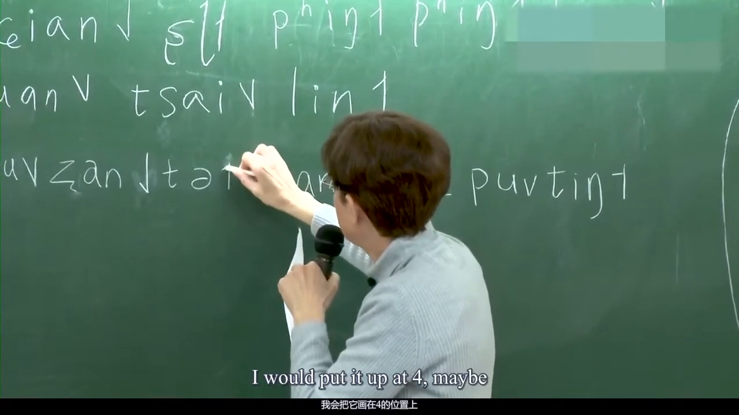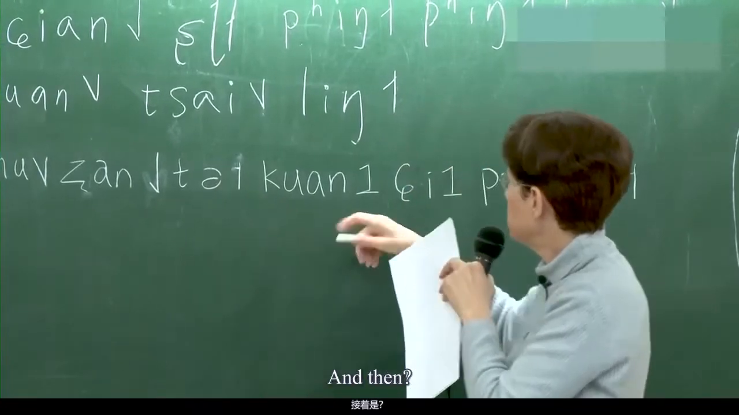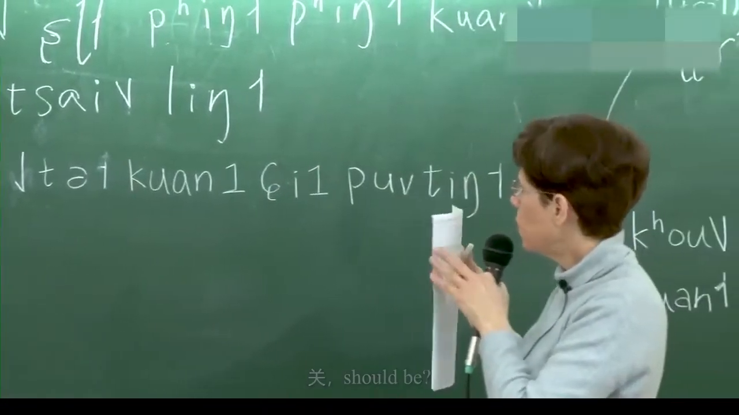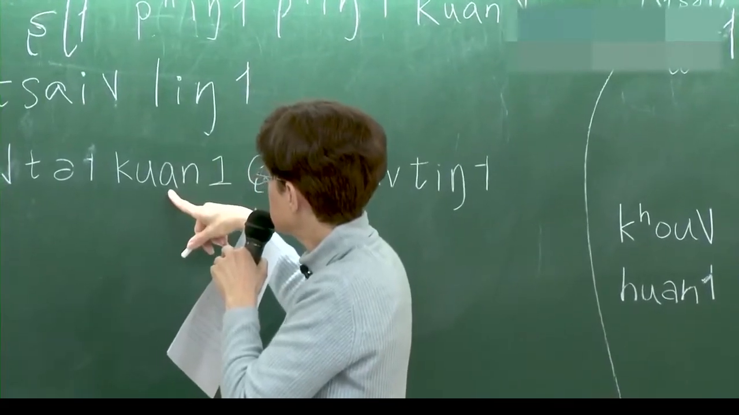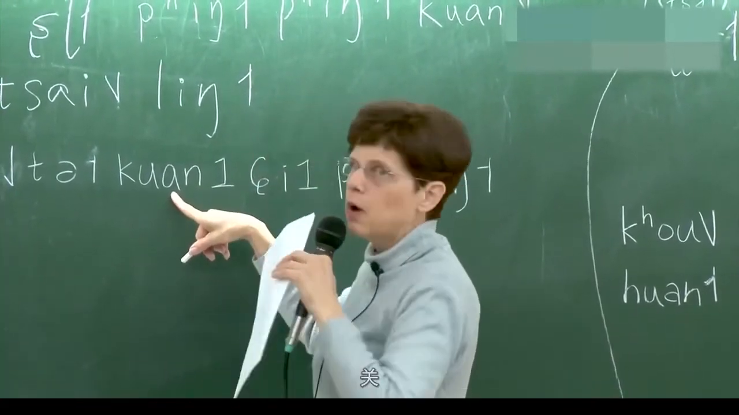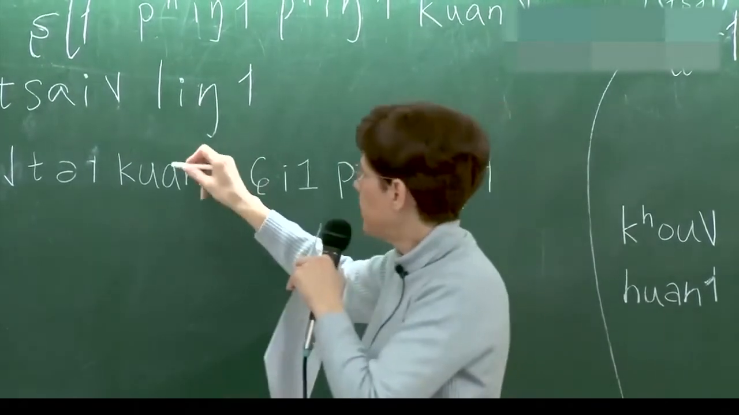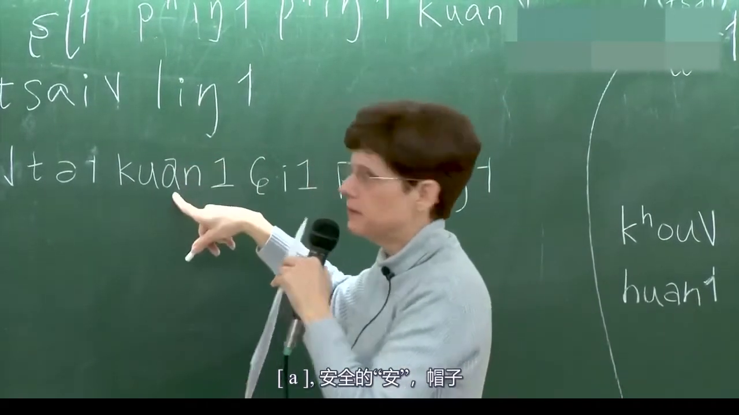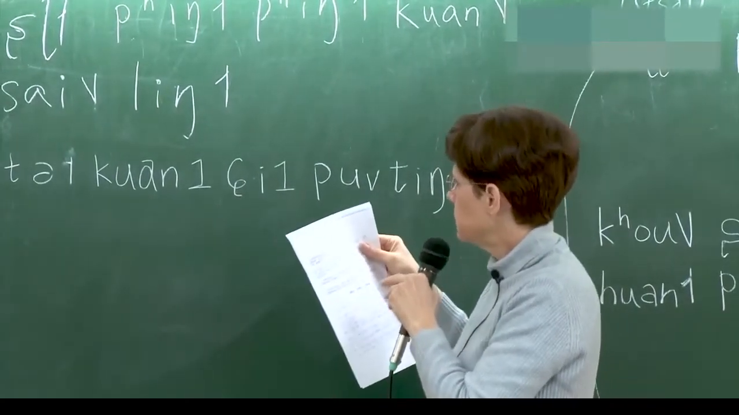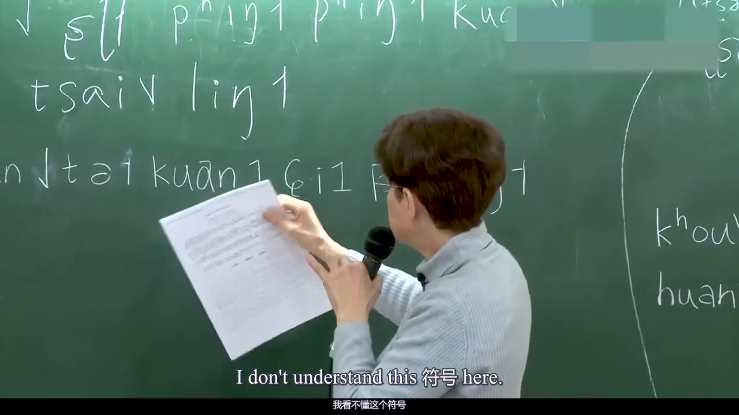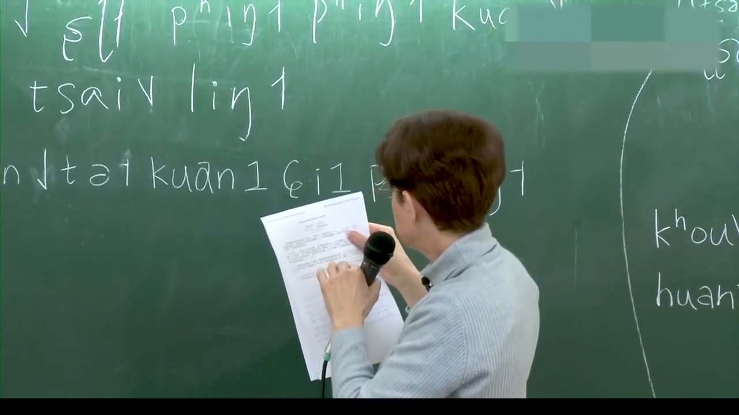And then I would put it up at 4 maybe. That's what Jerome suggested. And then 关 should be 关 because it's n, therefore we use 安全的安帽子 and then I don't understand this 符号 here. I have to go back and find the place.